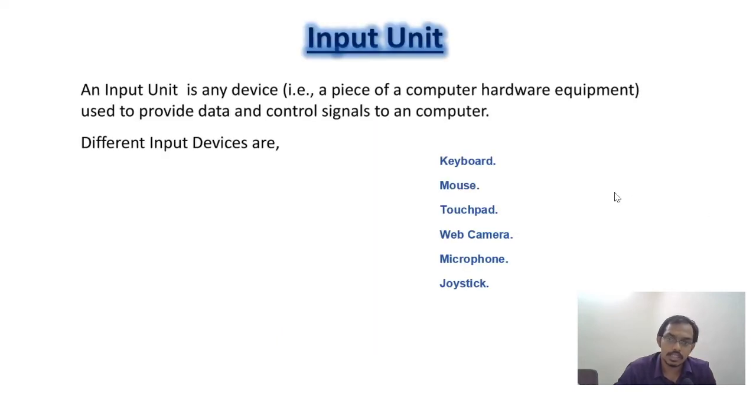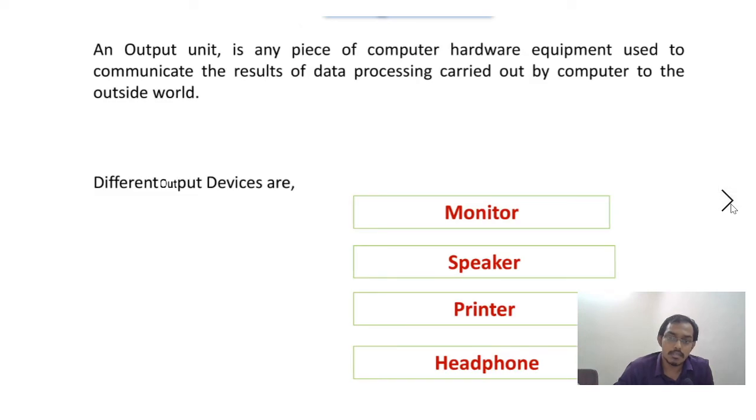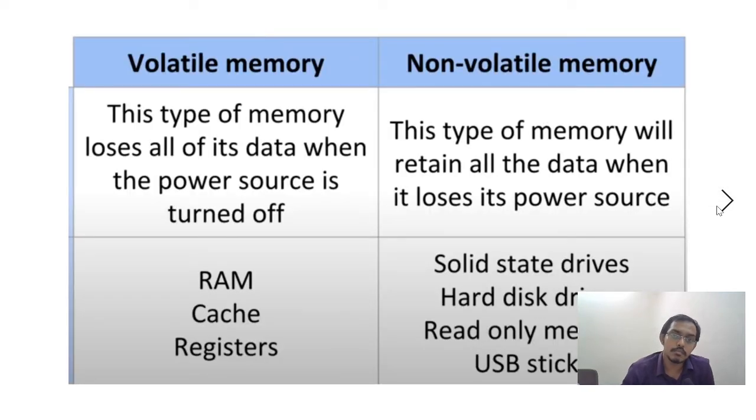So here we have to discuss different kinds of input. There is a keyboard, mouse, touchpad, web camera, microphone, joystick. These are all the input units of a computer system. Some output units are monitor, speaker, printer, and headphone. Now we have to discuss the memory.